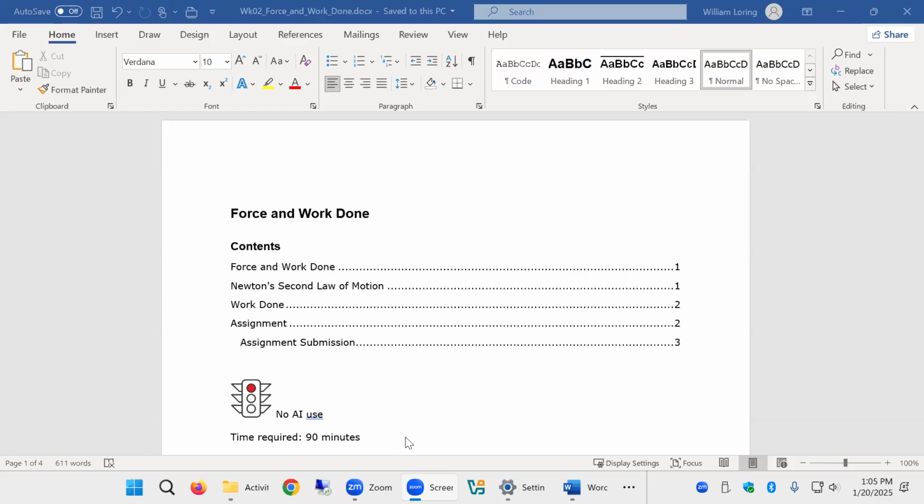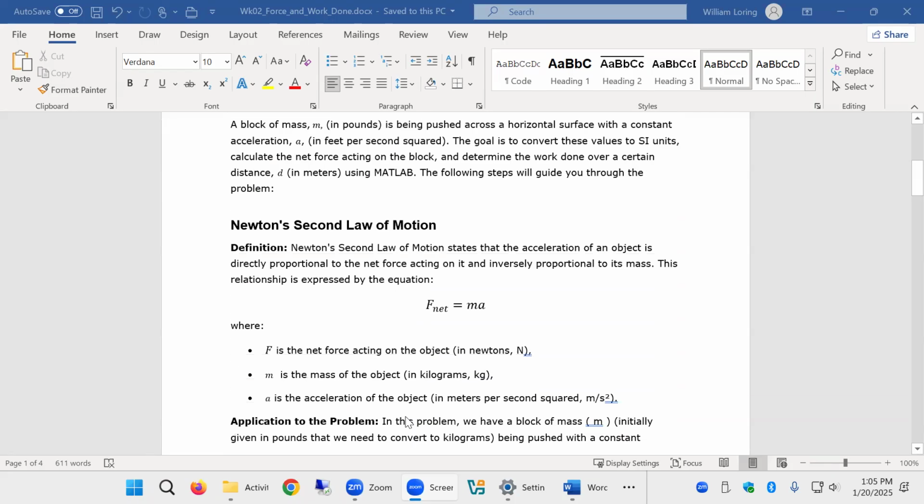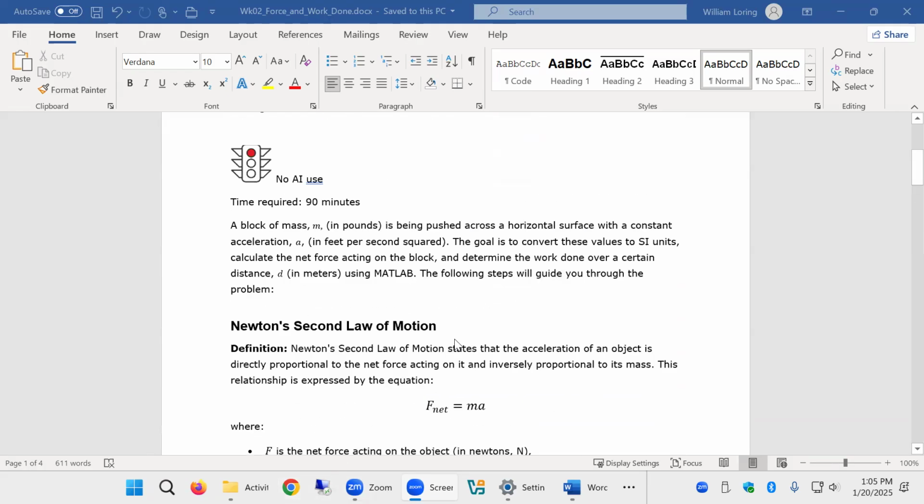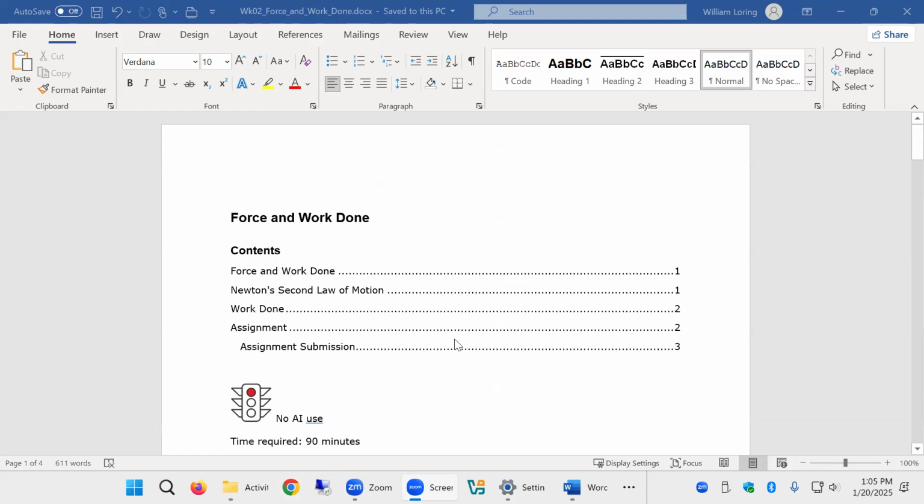Has anyone started on it? Oh, do they need to have paper? Isn't it on Blackboard? No, it is. Yeah. If you go to Blackboard in week 2, the work and force and work done assignment is in there and it looks just like this. It's in week 2. Do you have it?